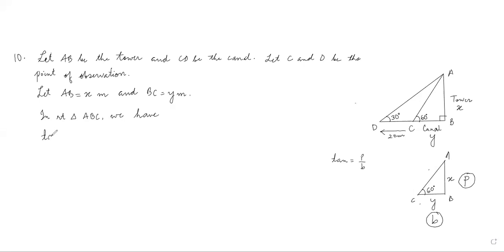So the angle is 60. Tan 60 equal to P by B, that is AB by BC. Tan 60 value you should memorize: root 3. So root 3 equal to AB, which is x, by BC, which is y. Cross multiply.